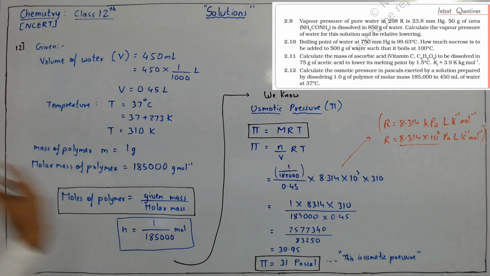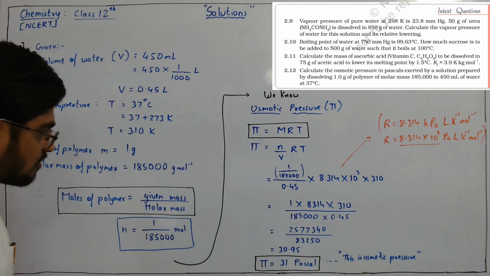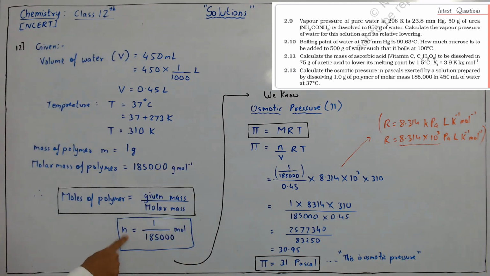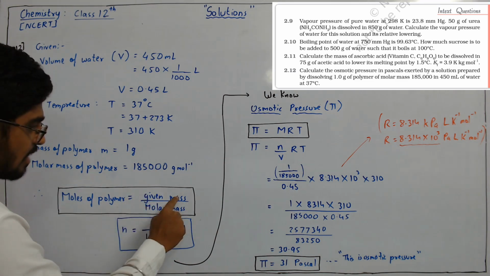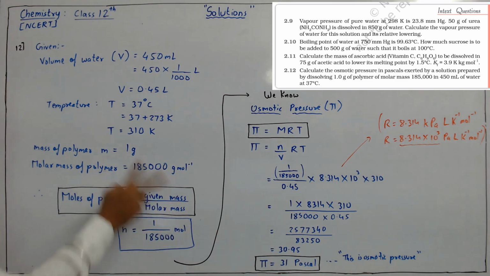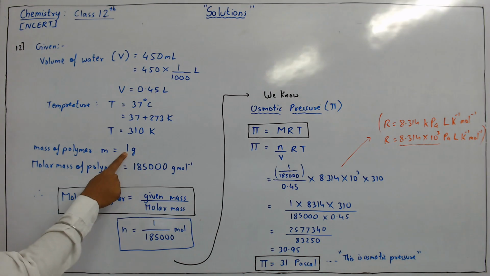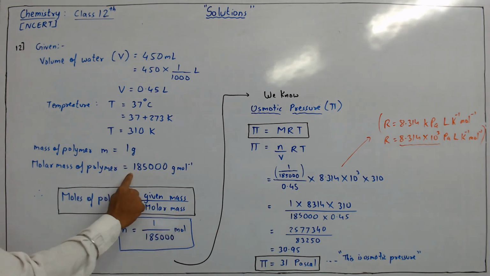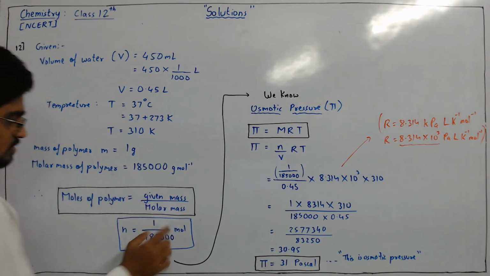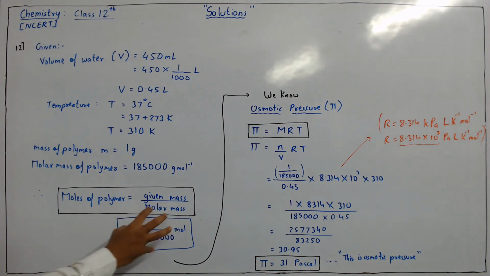So students, let's first find the moles of polymer. See, polymer mass we know, molar mass we know. So from the 9th standard formula, what do you know? Number of moles of polymer. What is the formula? Mass upon molar mass. Mass, how much is given? 1 gram. Molar mass, how much is given? 185,000. So keep this as it is. Number of moles of polymer.